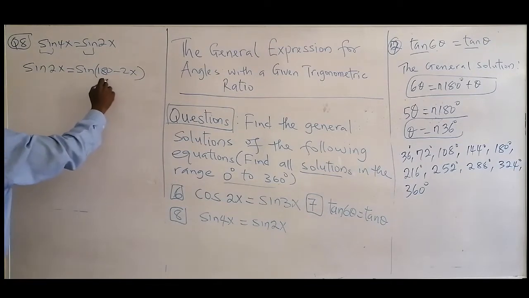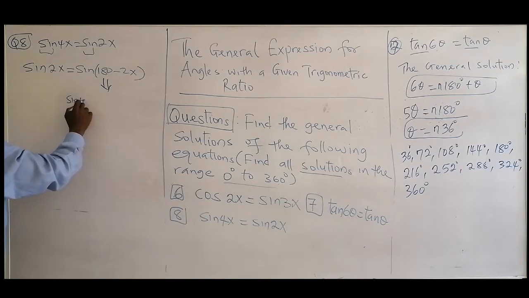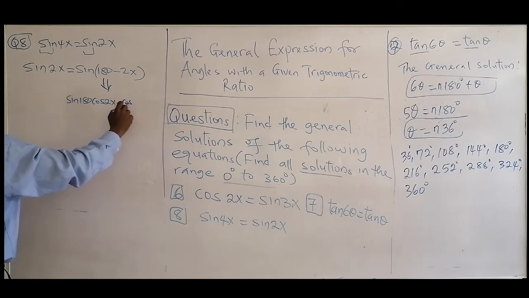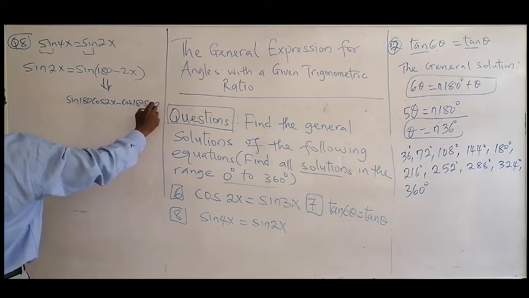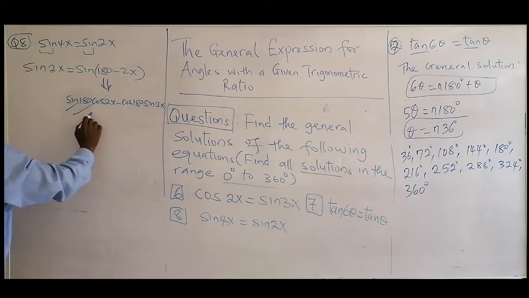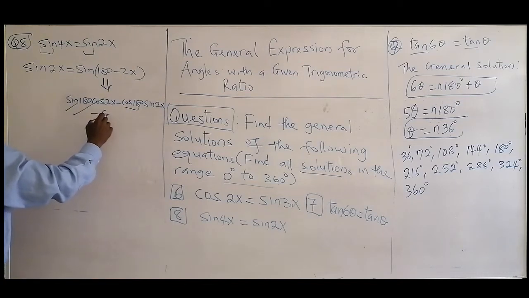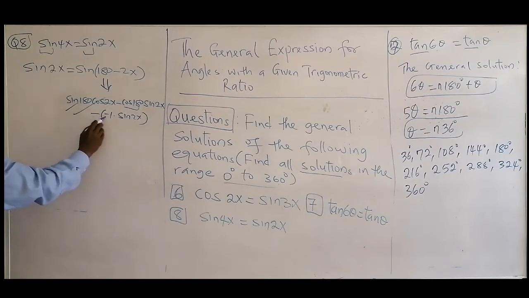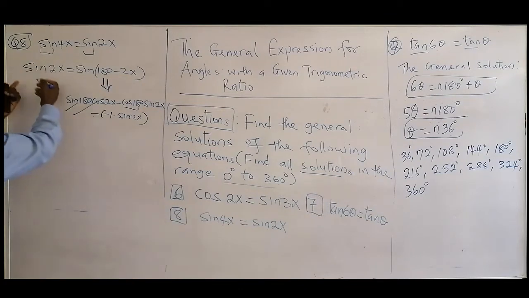Don't forget that sine of 180 minus 2x is equal to sine 180 cos 2x, then minus cos 180 sine 2x. So if you check this, sine 180 is 0, so this will go. So we have minus cos 180, which is minus 1, times sine 2x. Minus times minus is plus, and that's sine 2x. That's showing the equivalency that sine 2x is equal to this. So that's what we're going to use.